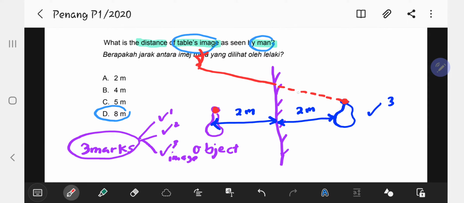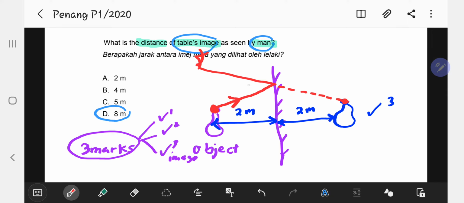Since I'm explaining this one, from here, just continue to the object, like that. Okay, then you add in an arrow. The arrow should be from the object to the mirror. So it means like this. Because this actually represents the light. Light from the object goes to the mirror.